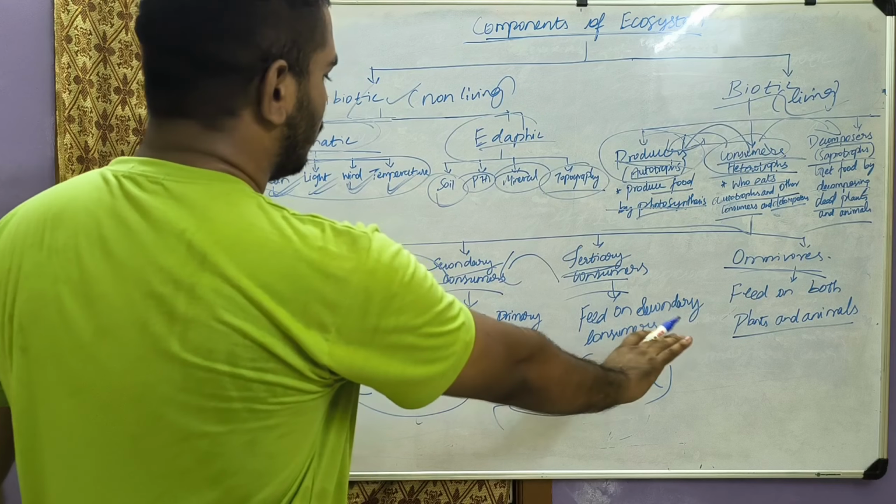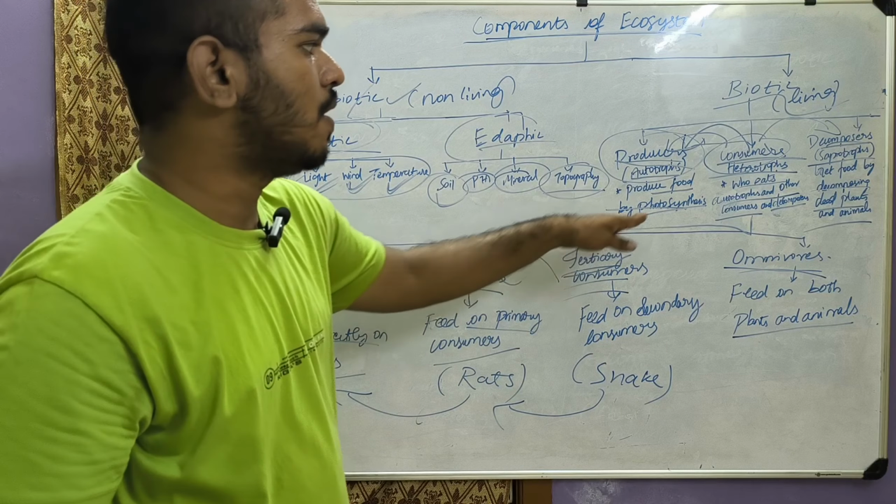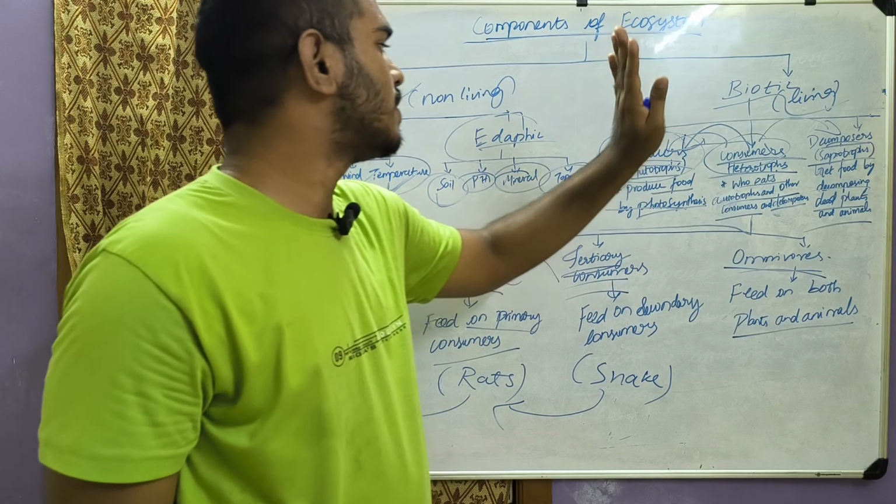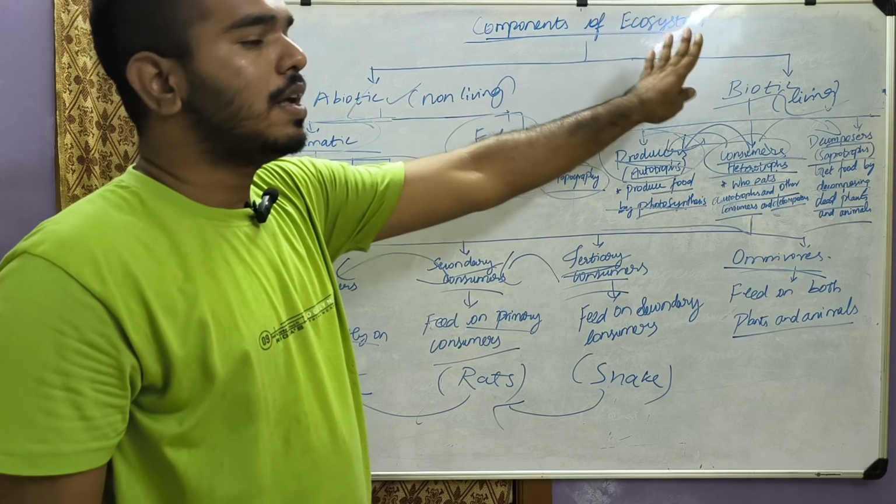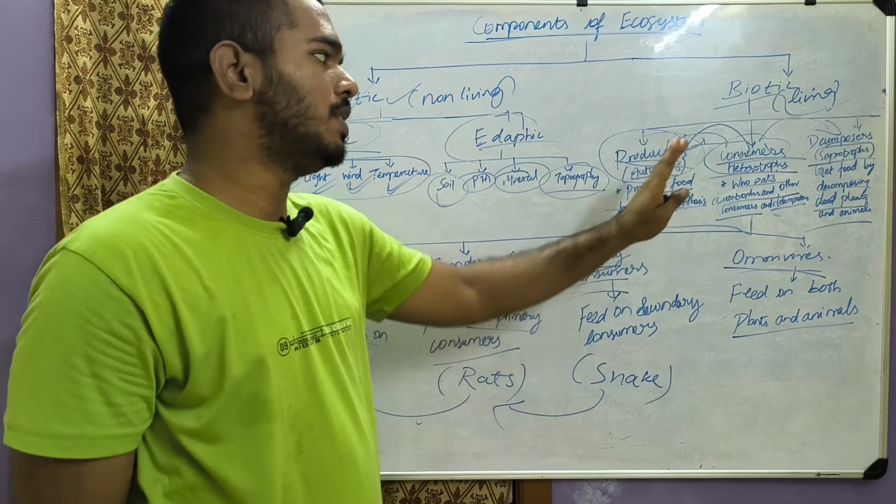So these are the four major classifications of consumers. This is the components of an ecosystem.